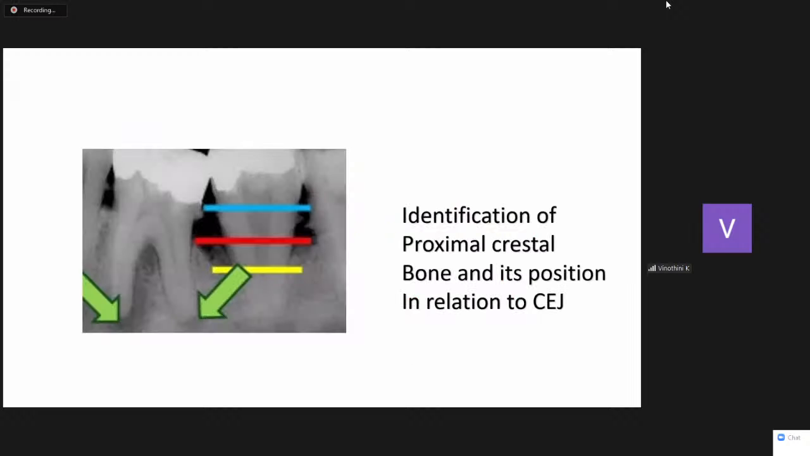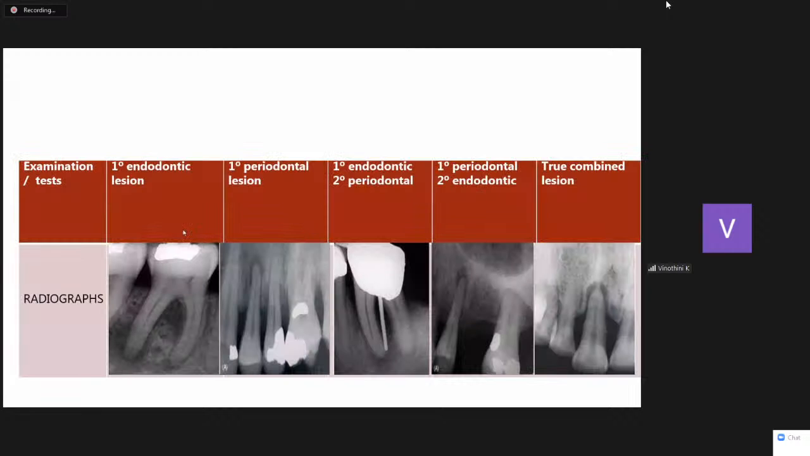You can identify the crestal bone in relation to the CEJ with the help of these lines. This is a perio infection. So the radiograph shows the primary endo lesion, primary perio lesion, primary endo secondary perio. Why is it primary perio? You can see bone loss, horizontal bone loss. In primary endo, you can see bone loss at the apical portion. At the coronal portion it is primary perio.